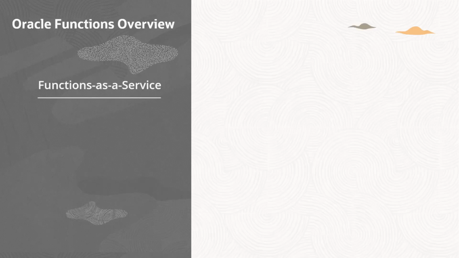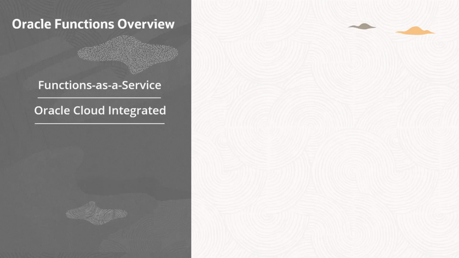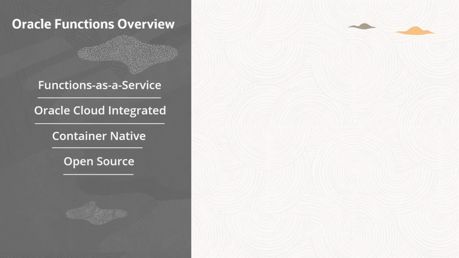After understanding the concept of serverless computing and how it simplifies infrastructure management, let's take a closer look at Oracle Functions. Oracle Functions is a powerful serverless Function as a Service offering that is seamlessly integrated with Oracle Cloud Infrastructure. This platform allows you to deploy your functions as container images, running them in a container native environment. Built on top of the open source Fn project, Oracle Functions ensures robust performance and flexibility.